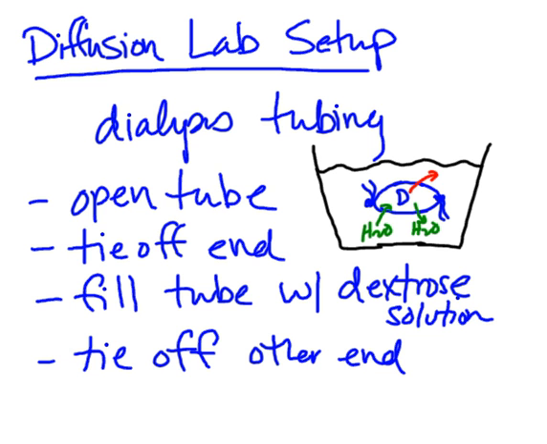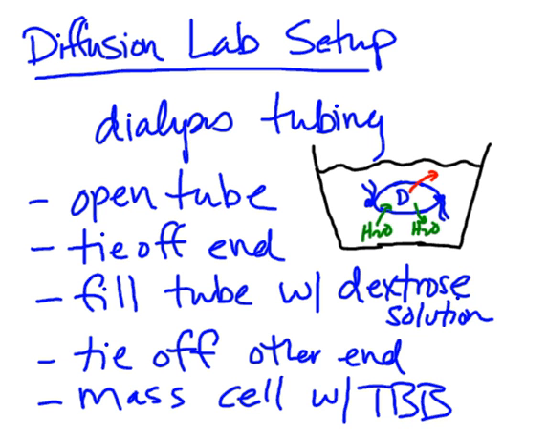As soon as you're done with tying off the other end and making your cell, before you put it in the cup, you're going to need to mass the cell with the triple beam balance. Once you mass it, you record your data, and then you're going to put the cell in the water, and a couple days later we're going to take a look at the cell and mass it again to see if there was a change in mass. And there will be a change in mass. So what you'll be doing tomorrow is making the cell, and then submerging it in water.